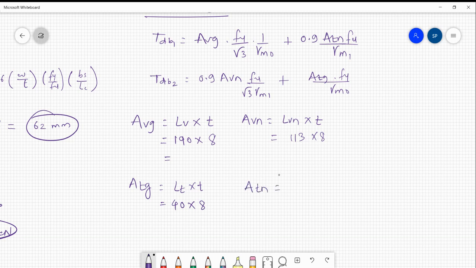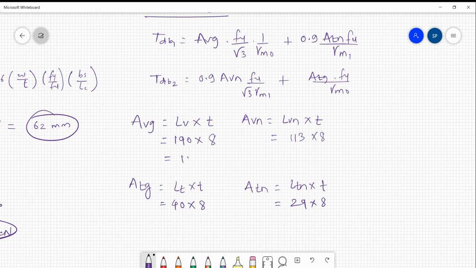Then you have to calculate ATN. For that you will require LTN multiplied by thickness. So LTN appears to be 29 multiplied by thickness 8. So using these expressions you have to calculate AVG, AVN, ATG and ATN. Once you get all these areas, your problem will be much simpler, because you just have to put these values in the expression.